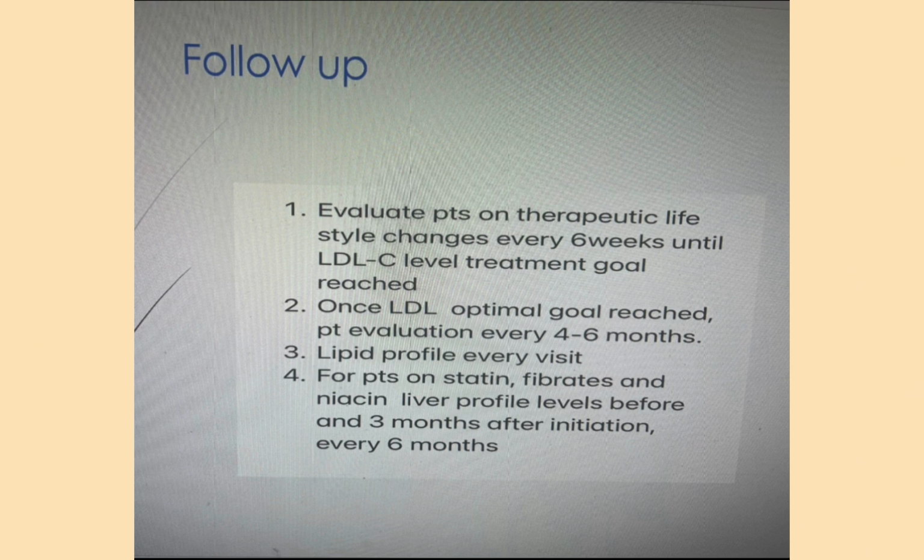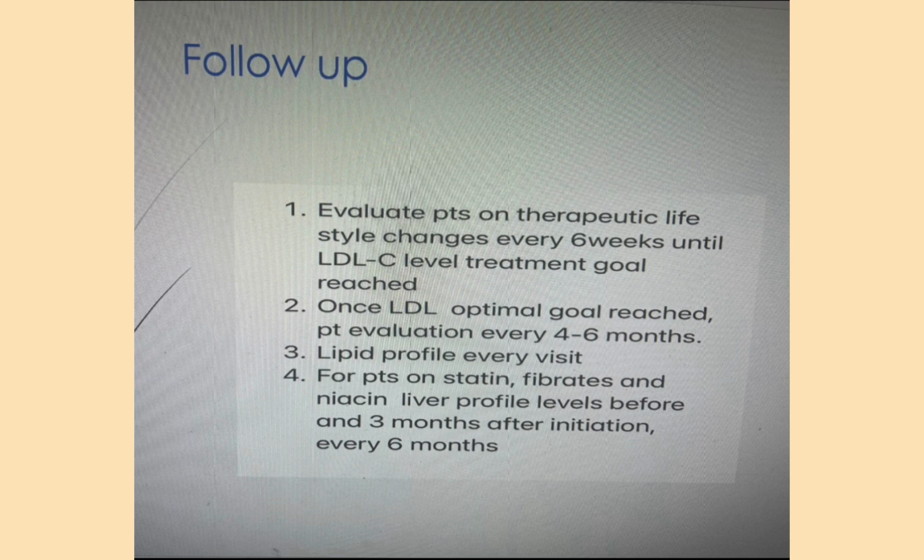Number 2, once LDL optimal goal is reached, patient evaluation every 4 to 6 months. Number 3, check lipid profile every visit. Number 4, very important, for patients on statins, fibrates or niacin, we have to check liver profile before initiation of those medications and 3 months and 6 months after initiation.